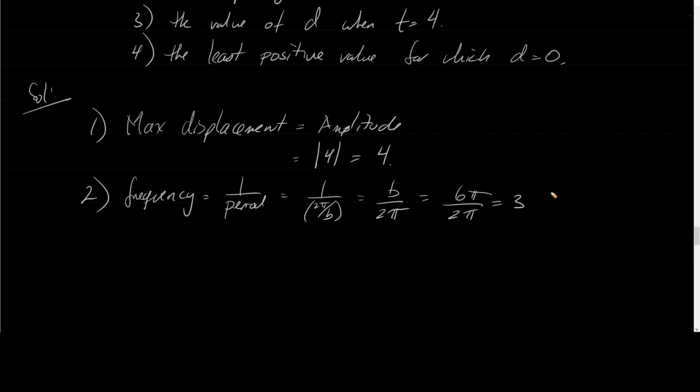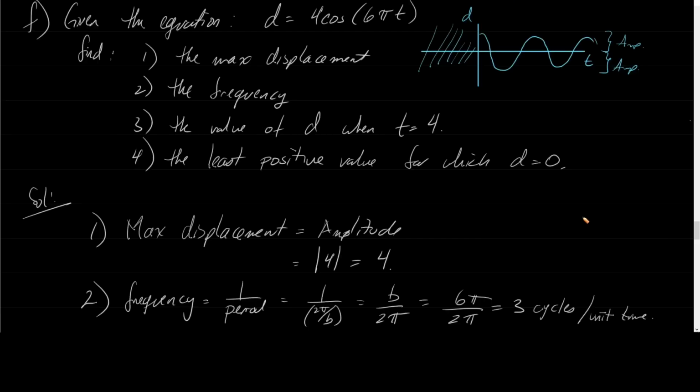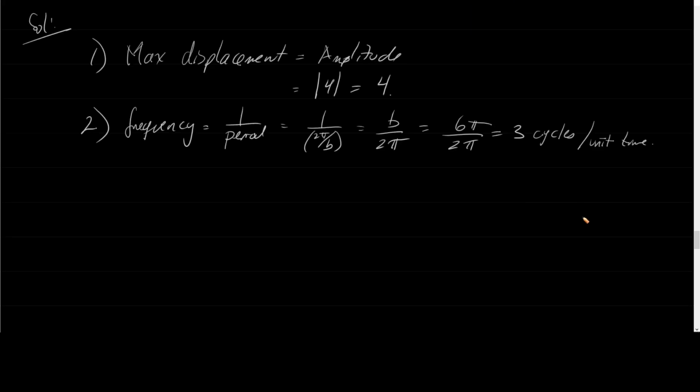This tells us it's 3 cycles per unit time. So let's write it this way, 3 cycles per unit time. In other words, if we were working with seconds, we would be able to see 3 cycles of the cosine function within 1 second. All right, so that's the frequency.